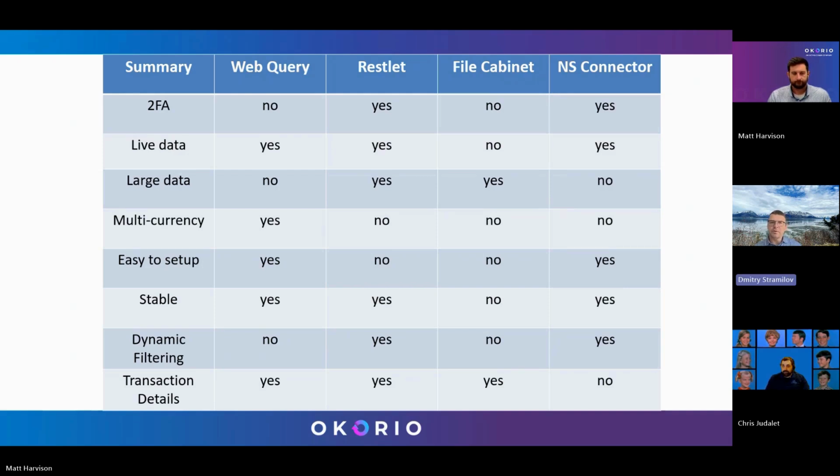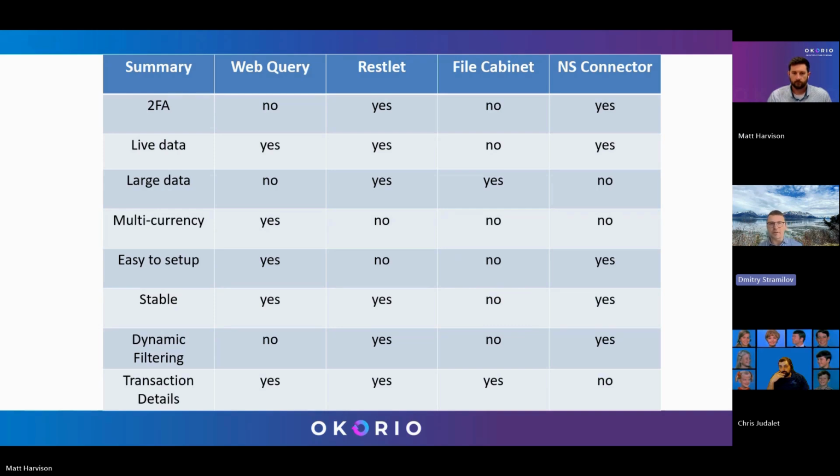All right, so now let's talk about maybe how large data could be and which one would be the best option. All of those methods can handle large data sets, live data sets, except one. The file cabinet requires the scheduling piece, which is not exactly live, but has a schedule component. So if you made a post of any GL data and you want to pull this data directly right away, the web query, RESTlet, or the NetSuite connector will be your top choice.